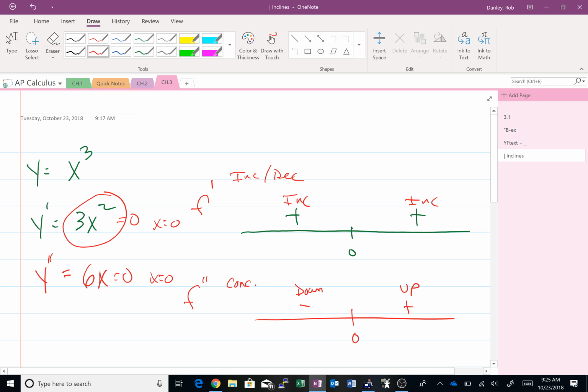Yes, Chris? Okay, so the second derivative determines concavity. Yep.